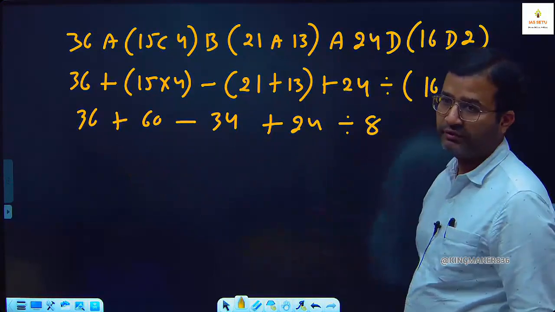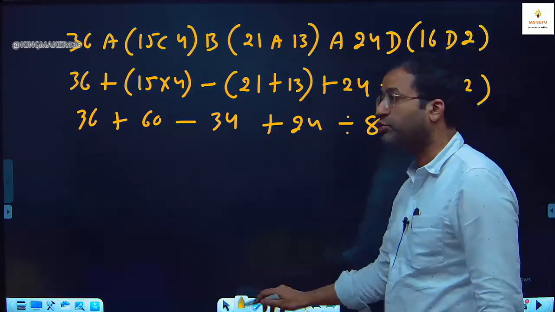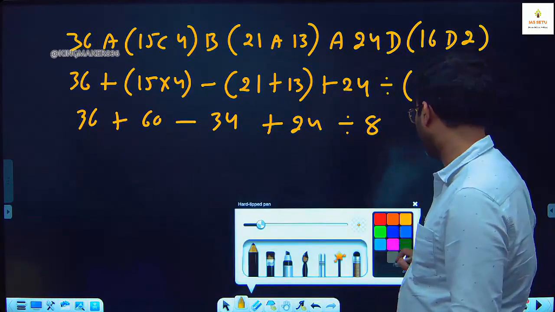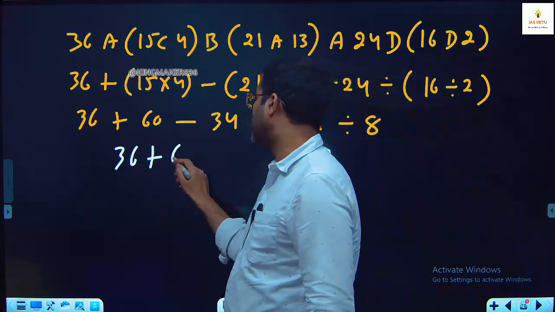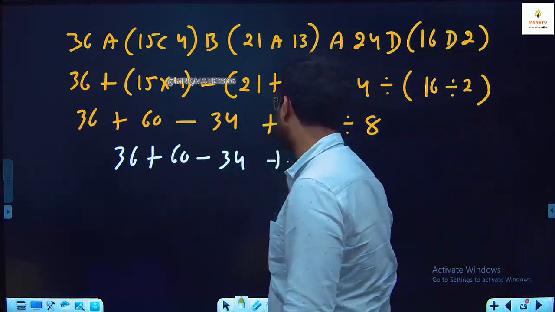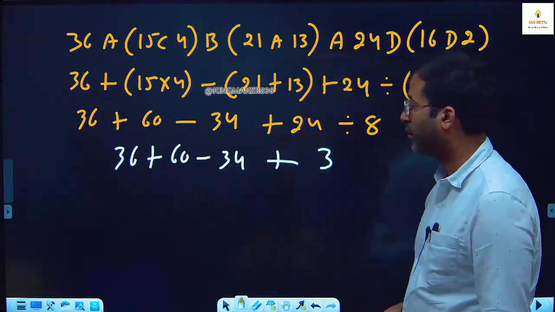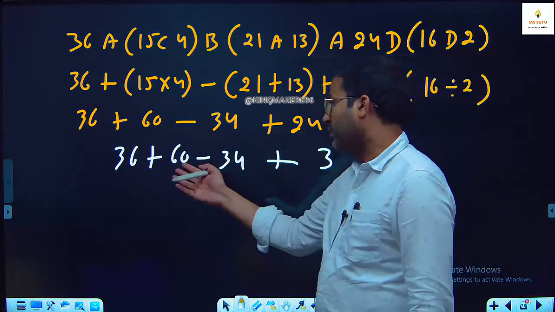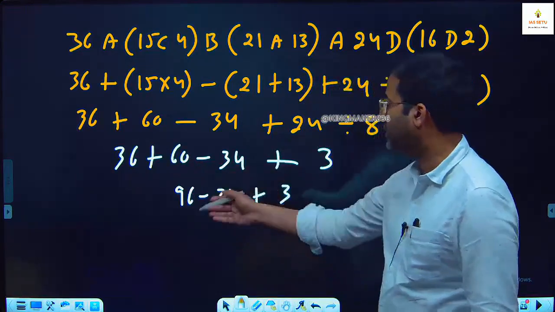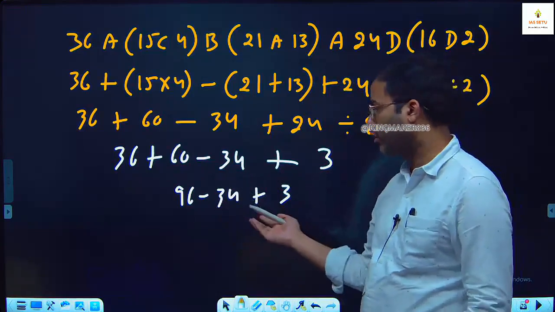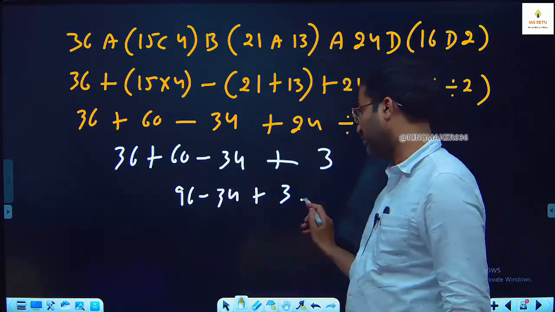अब डिवीजन. पहले डिवीजन. व्हाट इज 24 डिवाइडेड बाई 8? 3. 36 प्लस 60 माइनस 34 प्लस 3. 96 माइनस 34 प्लस 3 या 99 माइनस 34 कर लो तो ओवरऑल क्या आंसर आएगा? 65.